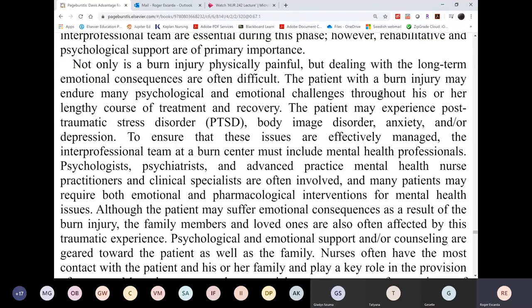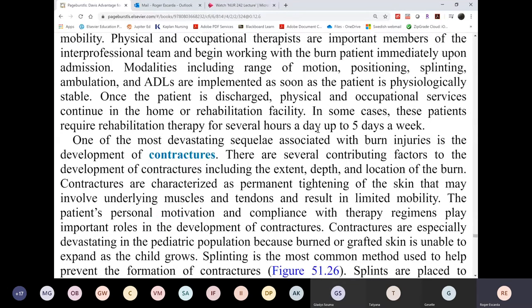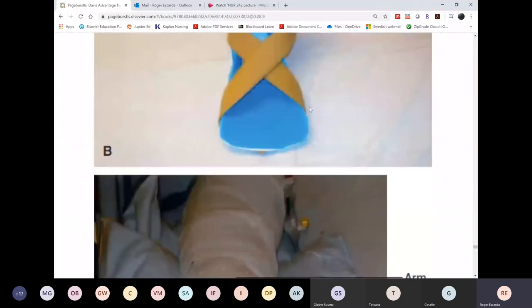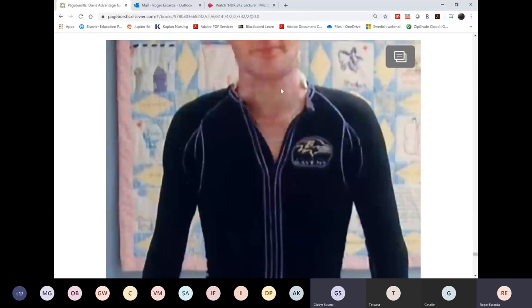So not only physically, but PTSD. Most patients, if it's severe, they may have PTSD after the injury. All right, contractures, and then I'll let you go. I'm not testing it though. There are positioning here. So this is contracture.